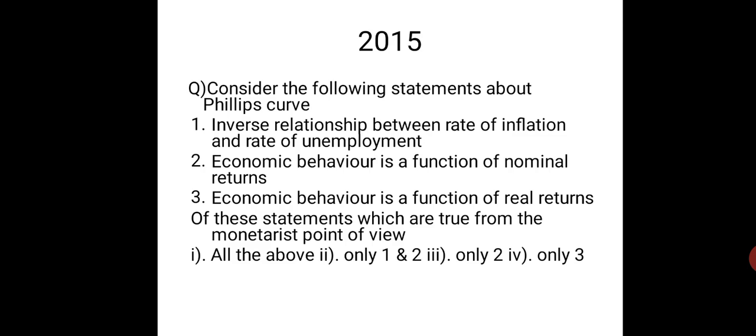So it is Friedman's expectation augmented Phillips curve they are talking about, and we know that under Friedman's expectation augmented Phillips curve there is no trade-off between inflation and unemployment. So statement 1 is wrong. It cannot be the answer. And according to the monetarist point of view, they feel that economic behavior is a function of real returns, not of a nominal variable. So 2 cannot be the answer. 3 is the answer. Only 3 is the answer for this question. This is a general mistake that we often make without reading the complete question. Okay, so the answer has to be only 3. That is option 4.